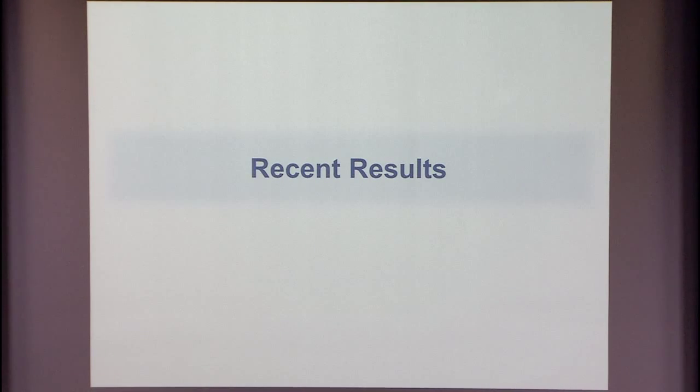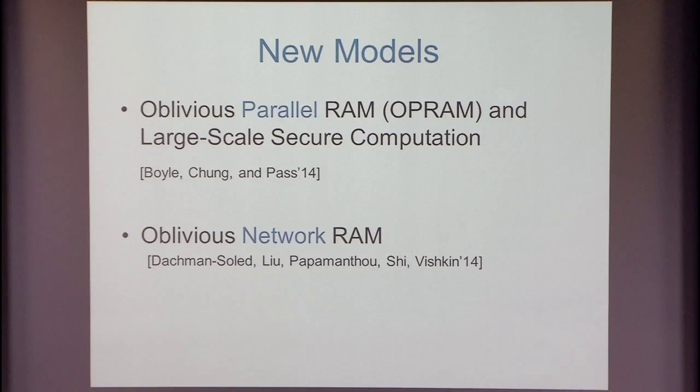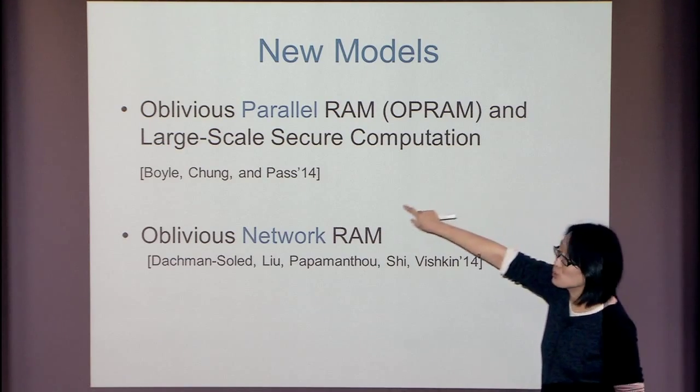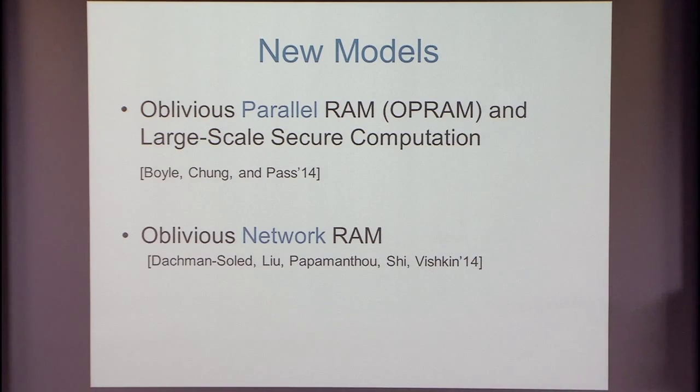Okay, so I'm going to quickly talk about some of the recent results in this space. New models for Oblivious RAM. Elaine, Kartik, and Rafael have Oblivious Parallel RAM. In this case, instead of having a single CPU, you have n CPUs, and they are accessing the memory in parallel. They have a very nice scheme that can do that, and this is a building block that's used to design their large-scale secure computation paper.